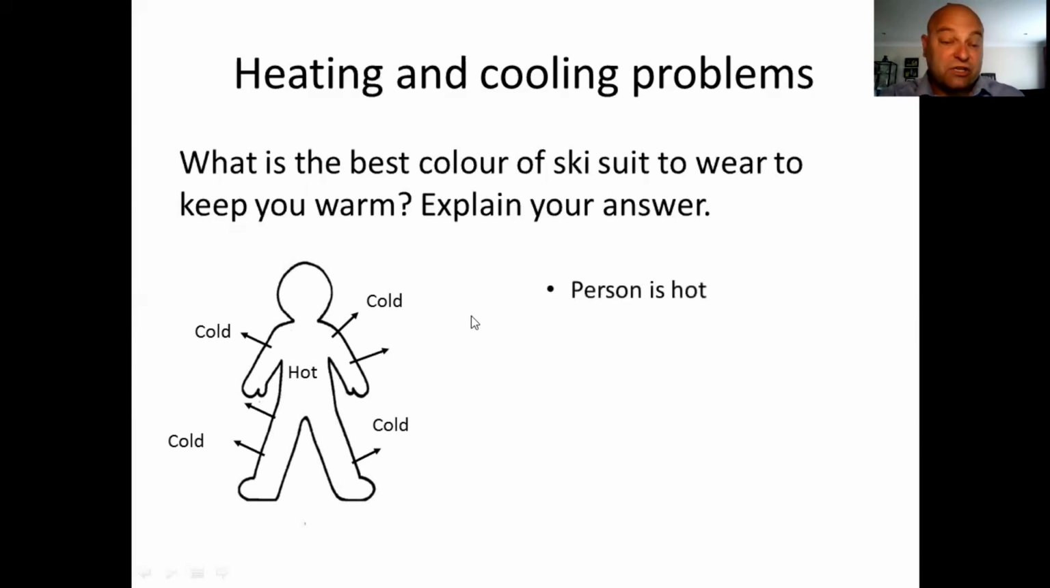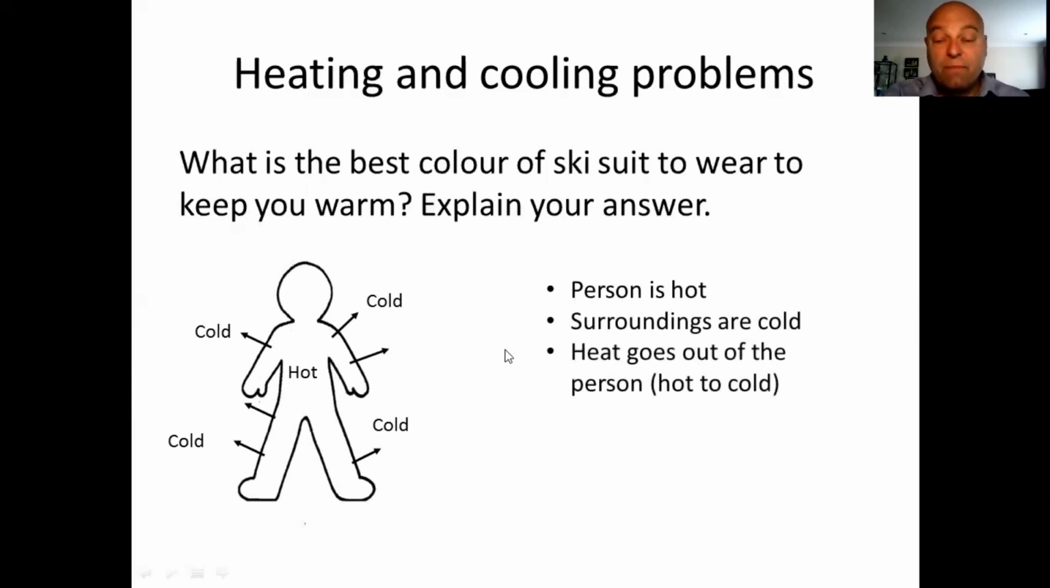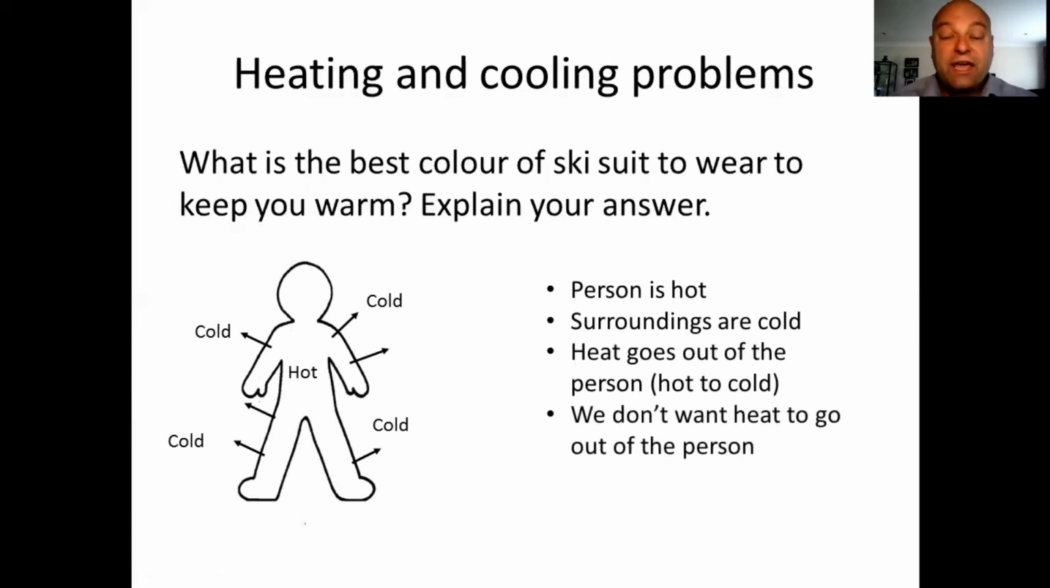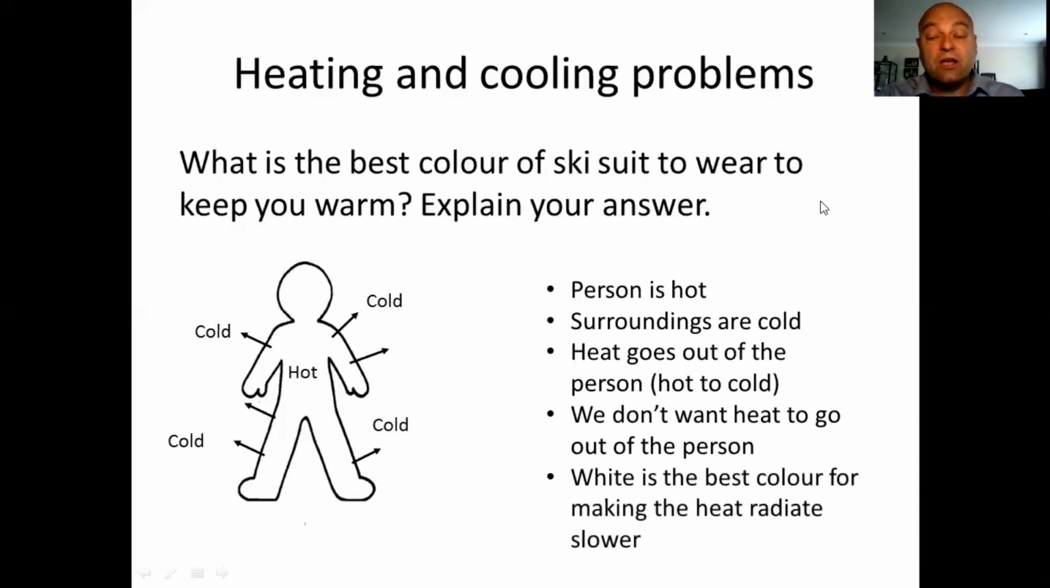You're going to write down the person is hot, the surroundings are cold. The heat goes out of the person. Remember, it always goes from hot to cold. And we actually don't want heat to go out of the person. When you're trying to keep warm when you're skiing, you don't want to lose your heat energy to the surroundings. And the best colour for reducing the amount of radiation is white. You're wearing black, you cool down quicker. If you wear white, you cool down slower. So white is the best colour for making the heat radiate slower. The best colour of a ski suit to wear to keep you warm would be white.